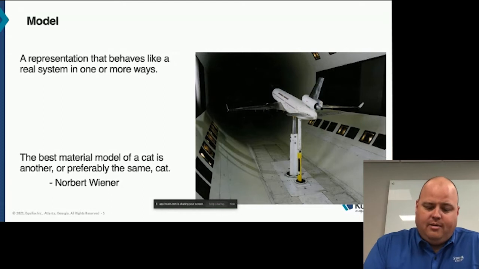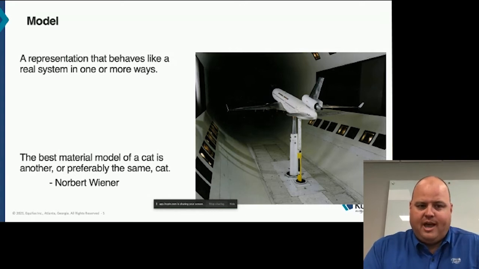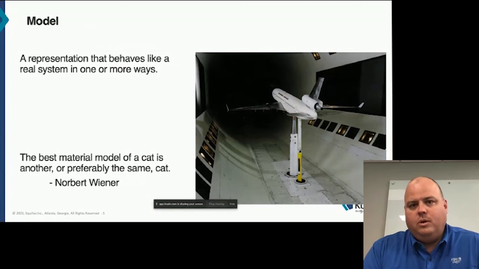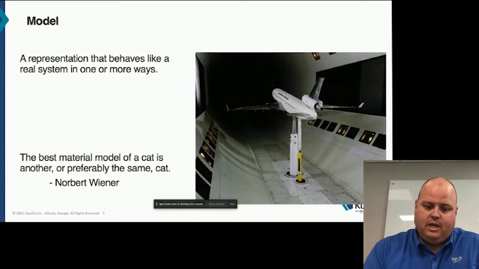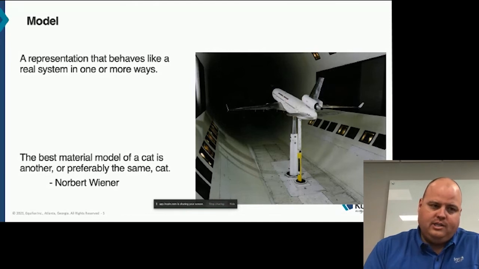There's this quote here by Norbert Wiener, and I love the quote. I also love the name. Norbert Wiener started the field of cybernetics, which is the study of control systems, very important in the robotics and AI space. And he said the best material model of a cat is another, or preferably the same cat. A model is a representation of a real system. Usually, though, when there's an advantage to using one, it's because it's cheaper, simplified, faster, safer, or has some other kinds of advantages over observing the real system.